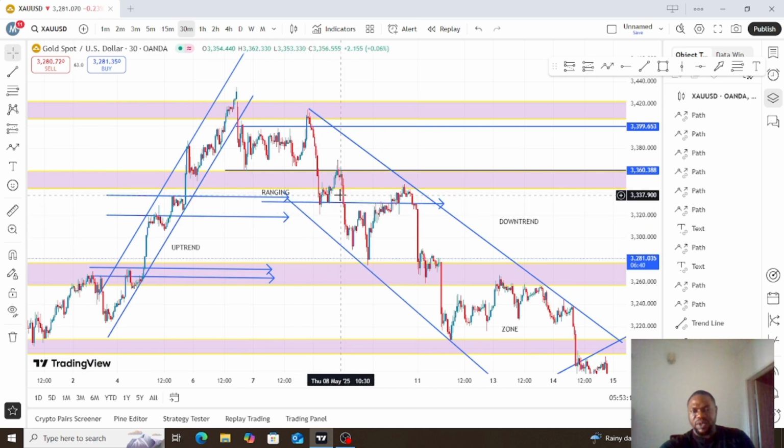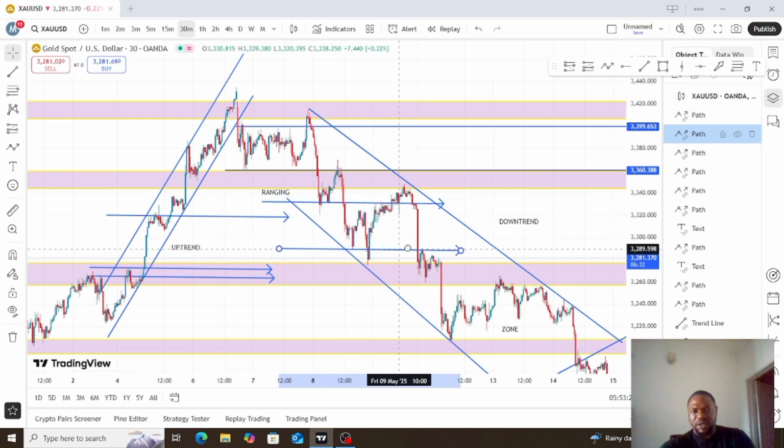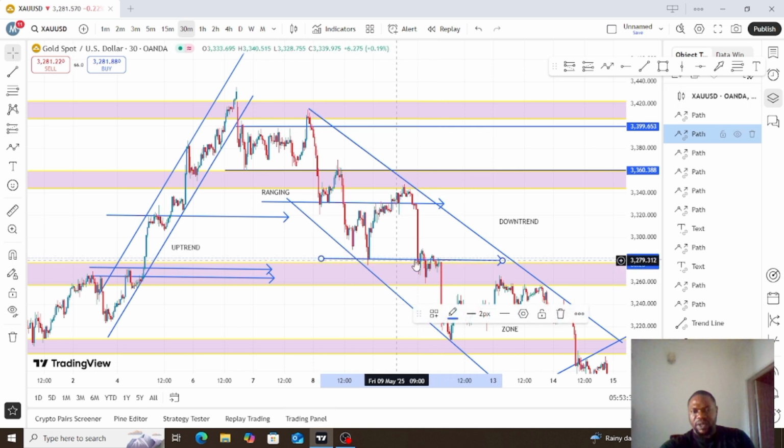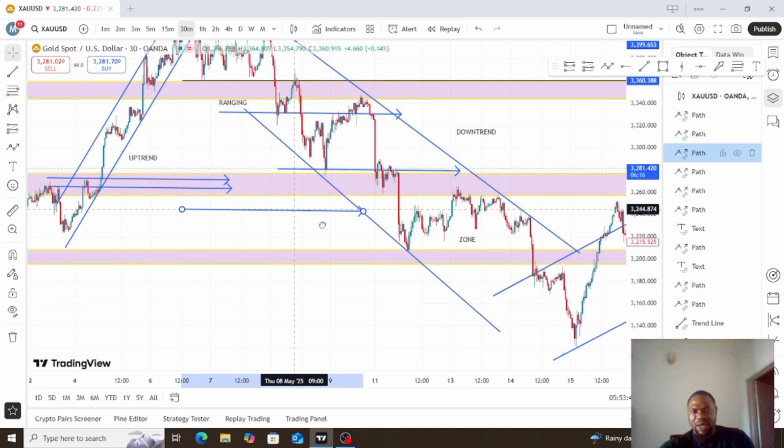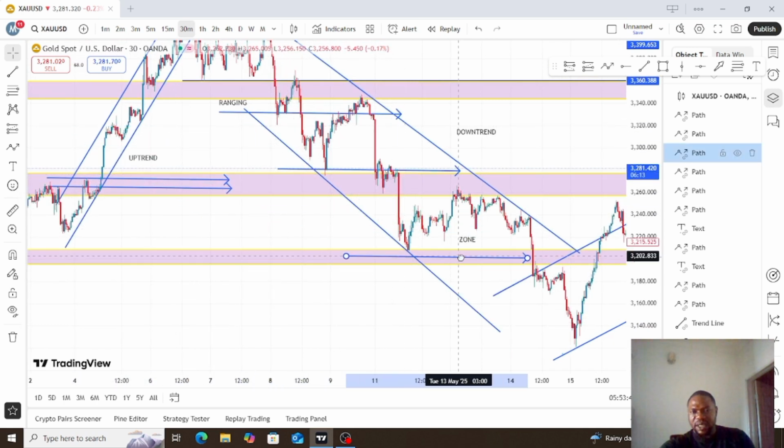Okay, it gave us a low here, the market went up, came down again and beat this previous low and gave us a new low. Okay, gave us a new low here. Let's put it here. So you see the market gave us a new low and then went up, came down and broke this previous low that was formed here and gave us another new low here. I hope you are following, guys, and gave us another new low here.